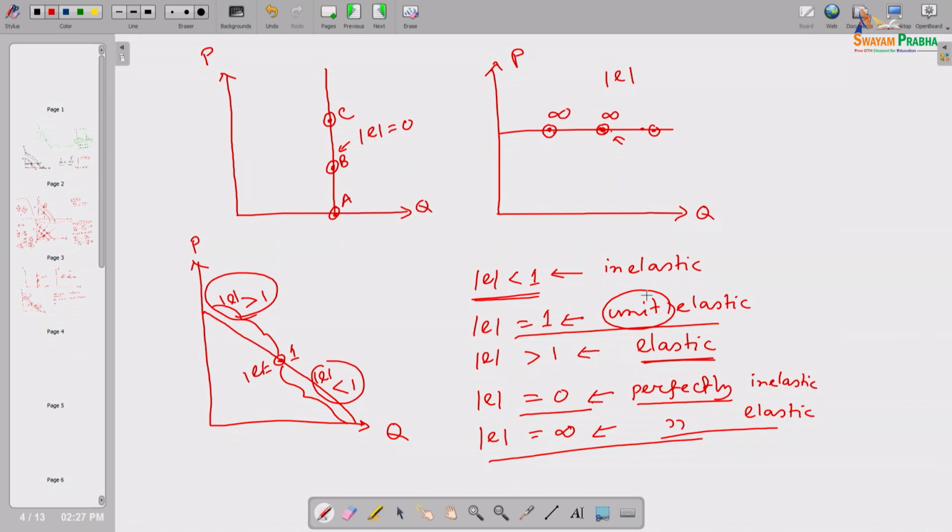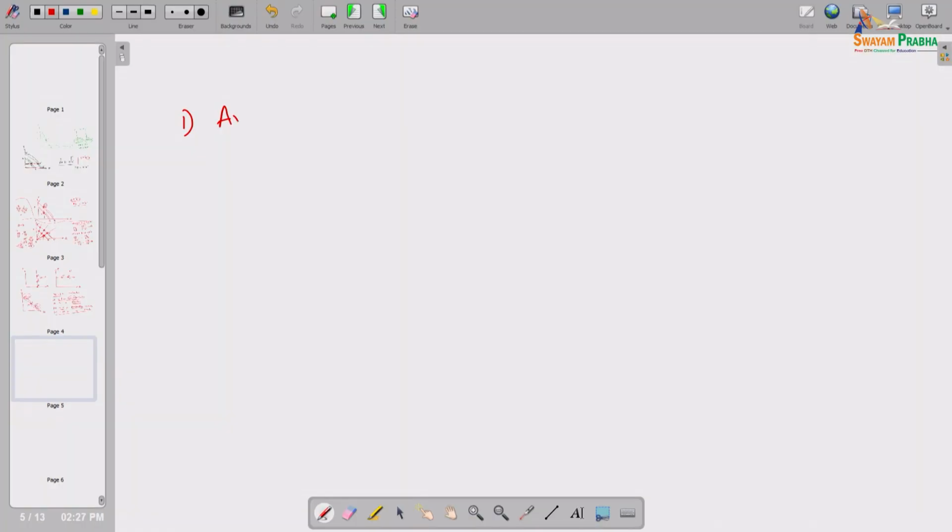Okay. All we are discussing is elasticity of demand, right. What are the factors that determine this elasticity of demand? So, 3-4 factors are there. We are discussing now the determinants of elasticity of demand, right. So, the first factor, of course, is availability of close substitutes.